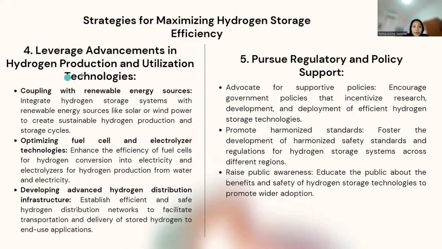Number four, leverage advancements in hydrogen production and utilization technologies, coupling with renewable energy sources, optimizing fuel cell and electrolyzer technologies, developing advanced hydrogen distribution infrastructure. Number five, pursue regulatory and policy support, like advocating for supportive policies, promoting harmonized standards, and raising public awareness, and so on and so forth.